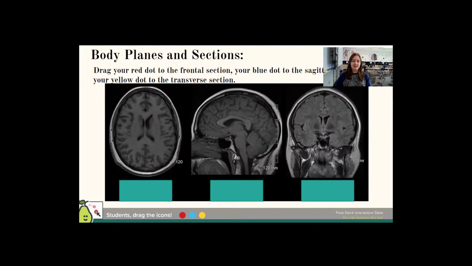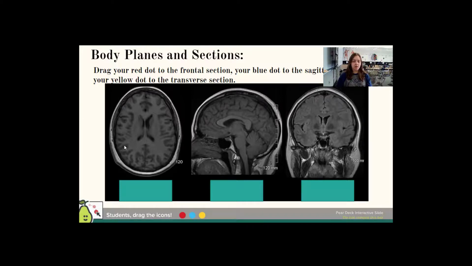This is what these sections look like on an MRI, and I want to make clear that these sections were not cut and then put into an MRI machine. The technology takes a 3-dimensional holistic picture of your body, and then the technician is able to make these sections using the technology they have in order to look at specific structures to see if there's any abnormalities in the body.